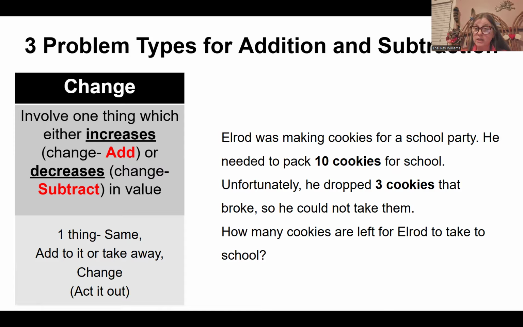And here we have this kind of helper phrase, but again, not going to rely on that on its own. We're going to look at the structure too. So let's see, he has 10 cookies and then 3 cookies. Let's look and see what that might look like. So it says one thing, same, and this is the sign language ASL motion for change. One thing, same, and you're either going to add to it or you're going to take away, change. And so let me show you.